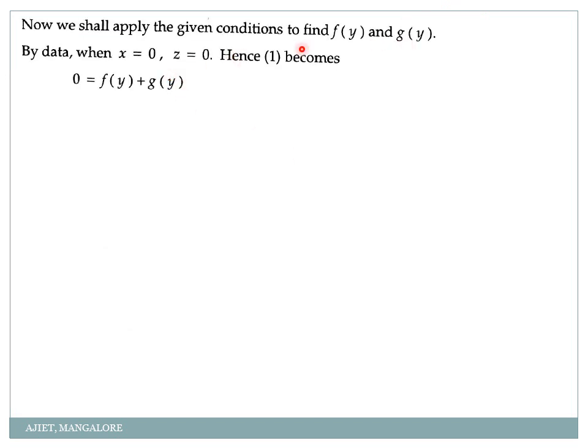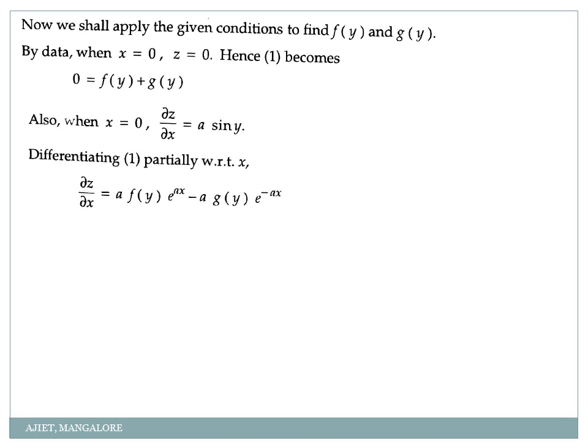So now I am applying the conditions to find out f of y and g of y. The first condition was when x is 0, z is 0. So my equation 1 will become 0 is equal to, since it was e power 0, it will be 1, f of y plus g of y. Okay. Now what is my second condition?